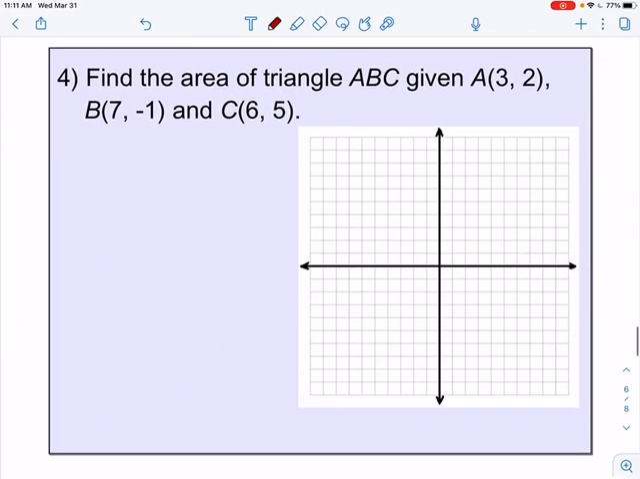Okay, so the next thing that we need to do is find the area of triangle ABC given these coordinates. So A is 3, 2, which is going to be here. B is going to be 7, negative 1. 1, 2, 3, 4, 5, 6, 7, negative 1. And C is 6, 1, 2, 3, 4, 5. So there's C. So I'll connect my dots.